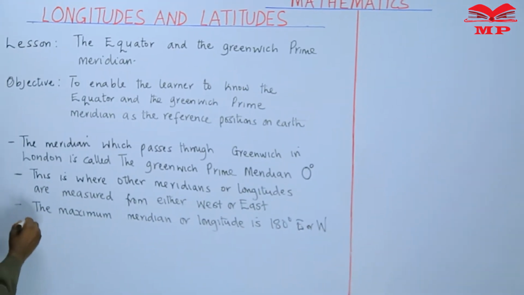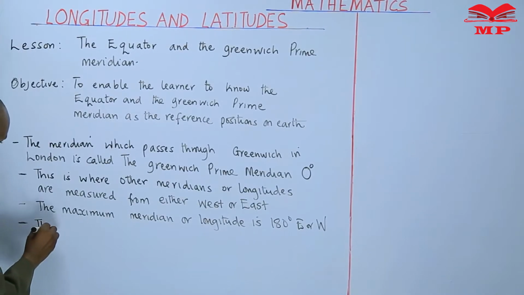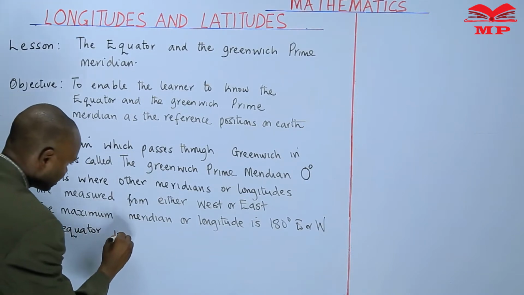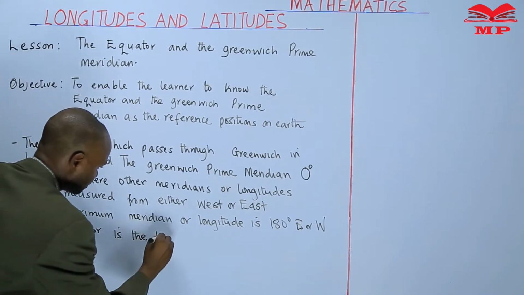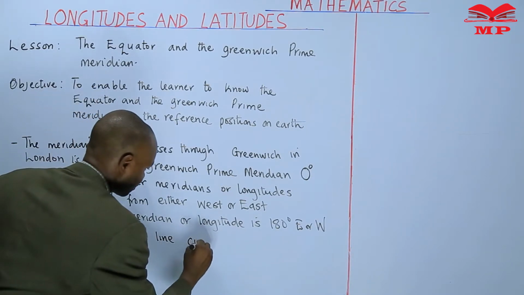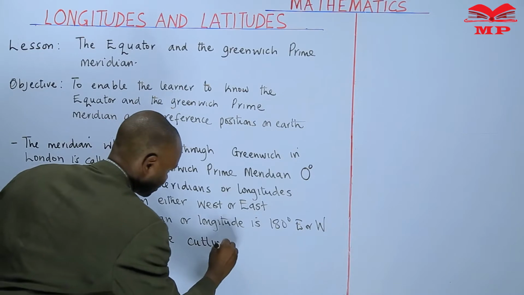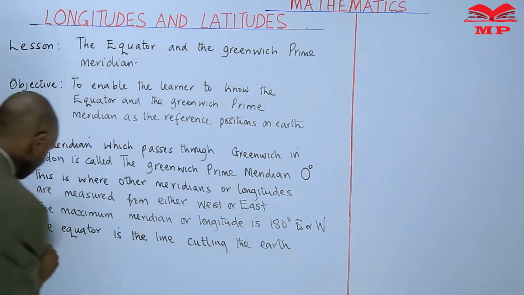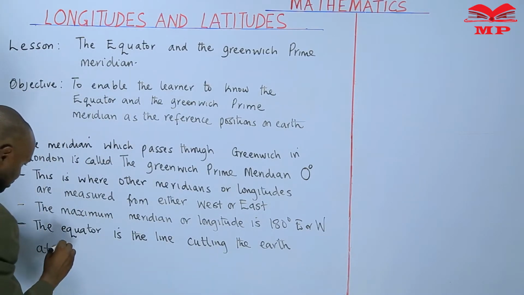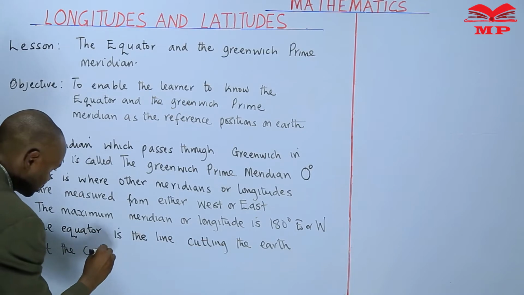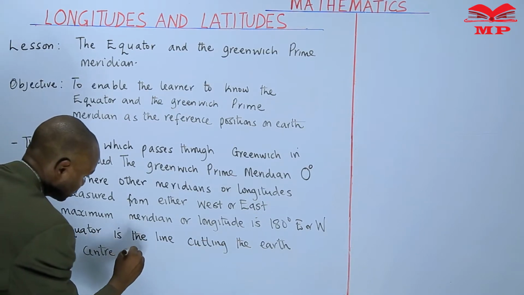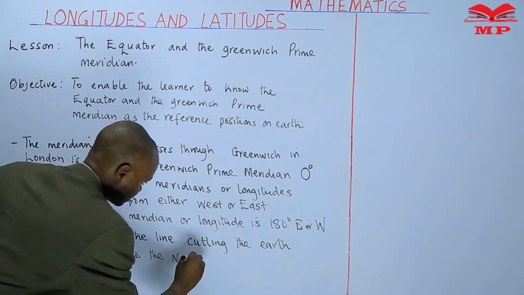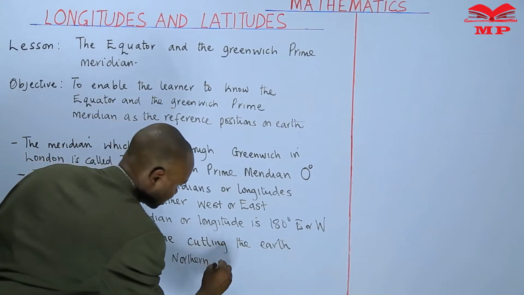So the equator is the line cutting the earth at the center into the northern and southern hemispheres.